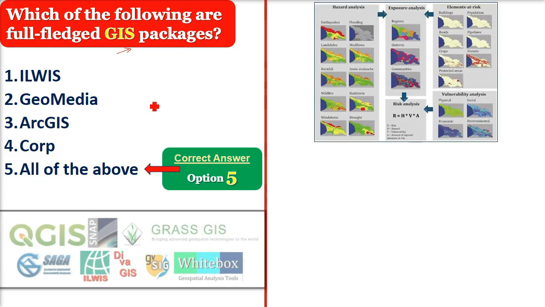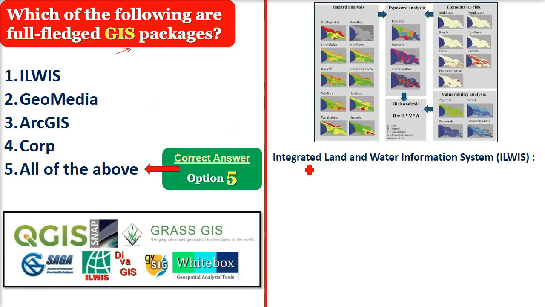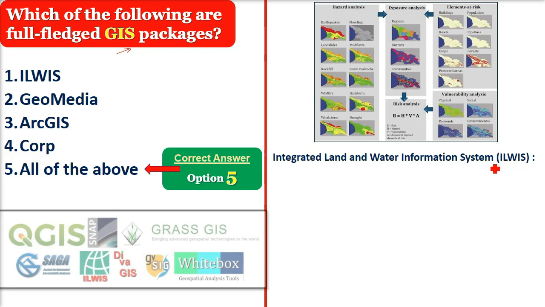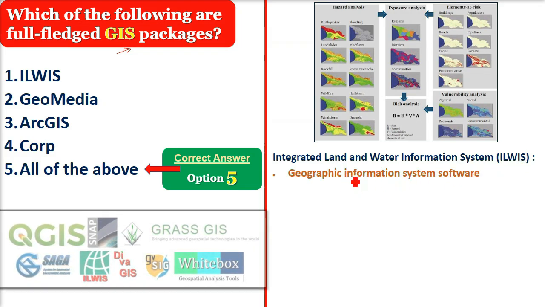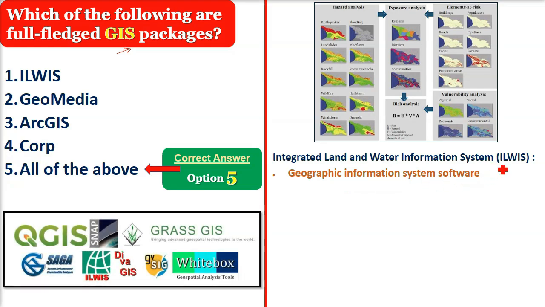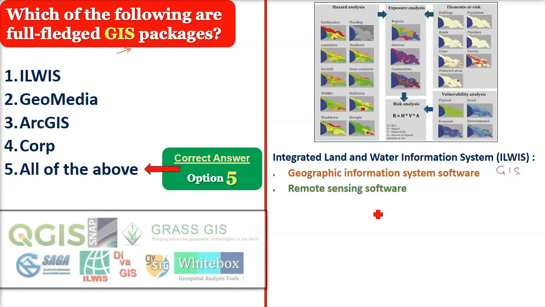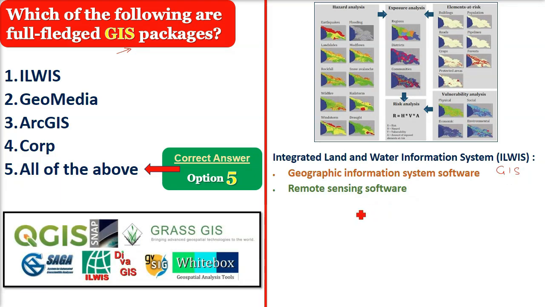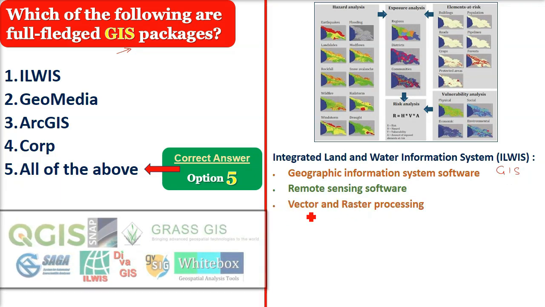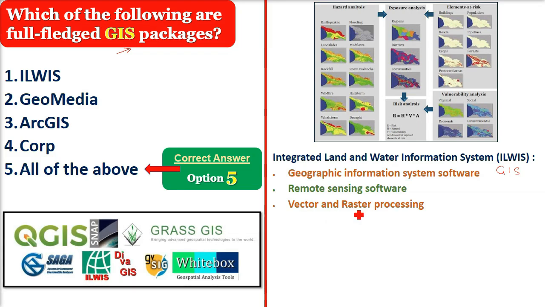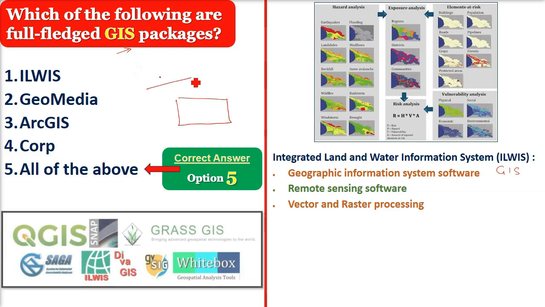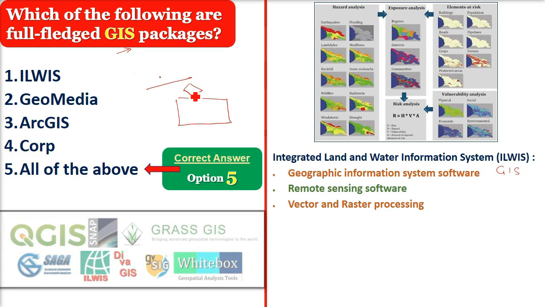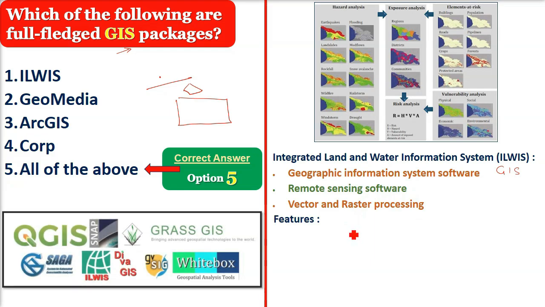Now what is ILWIS? ILWIS is the Integrated Land and Water Information System. The acronym is ILWIS. So Integrated Land and Water Information System is a geographic information system and also a remote sensing software. And this is for both vector and raster processing. That is, in data structure, specifically the GIS data structure, we have vector and raster. Vector is line, point, polygon. Raster is the gridded structure.